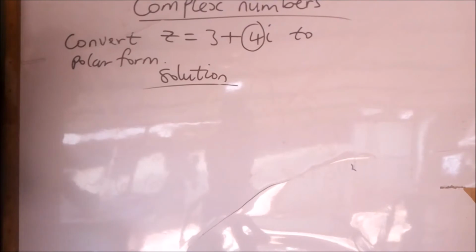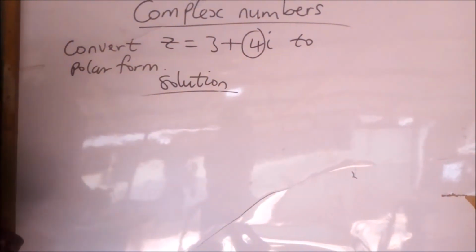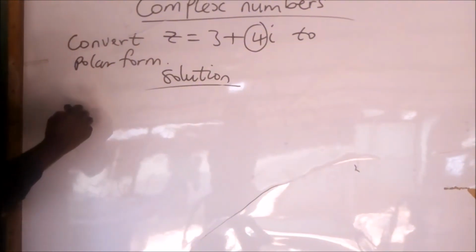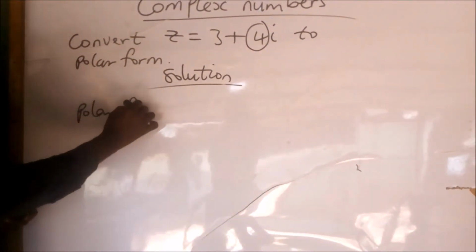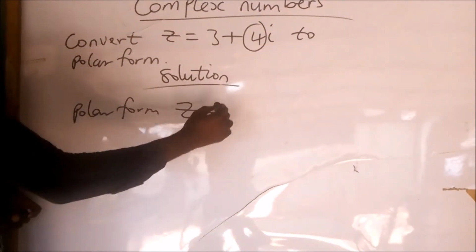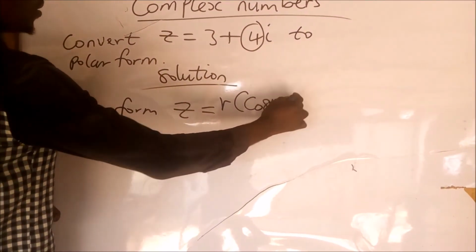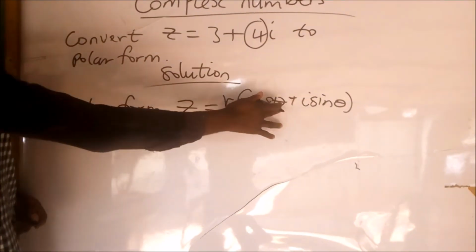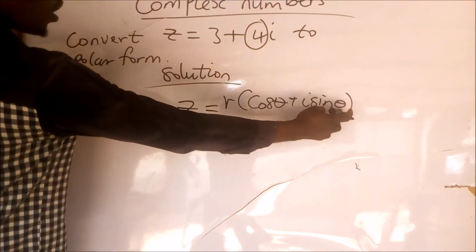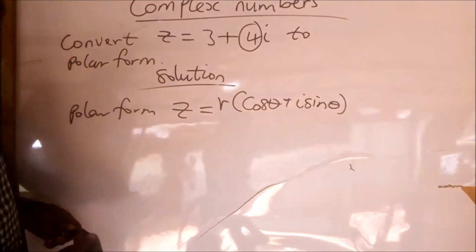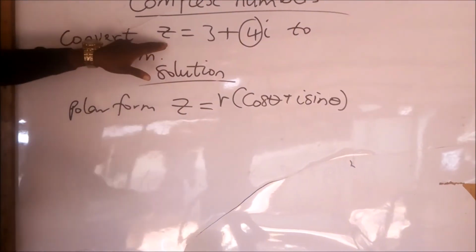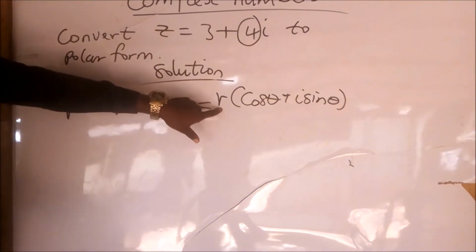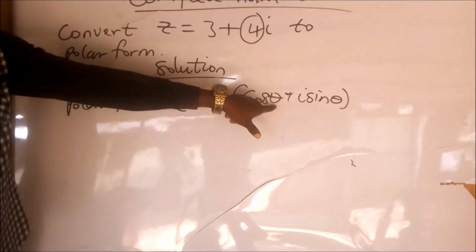Now the first thing to do is to know the form of complex number referred to as a polar form. And polar form, as we have already known, is that z is equal to r into cos theta plus i sin theta. The same value of theta that we have here will also be the same value as we have on this part. So for us to convert this complex number to this form, we have two things to obtain. First of all, we obtain the value of this r and also the value of this theta.